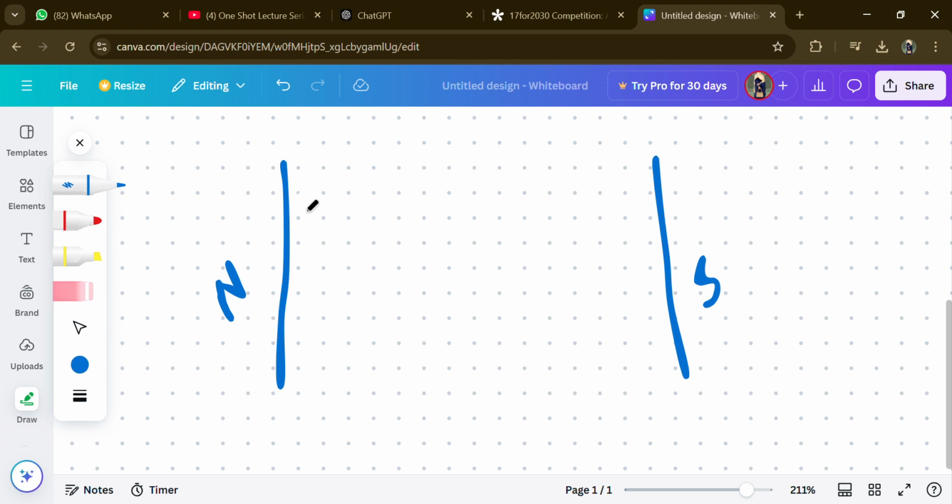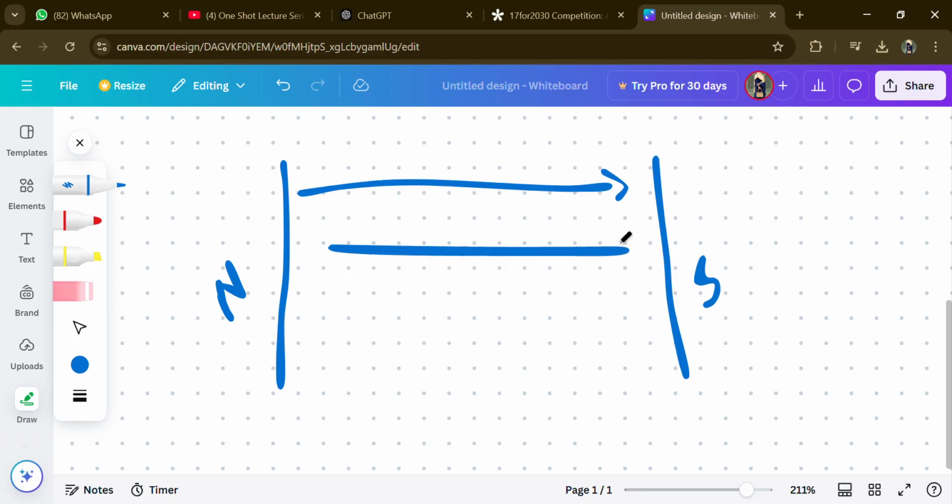Just suppose for a while I have placed two plates, one with the north pole and the second with the south pole. Now this line is showing us the direction of the magnetic field. The magnetic field is from the north to the south pole.